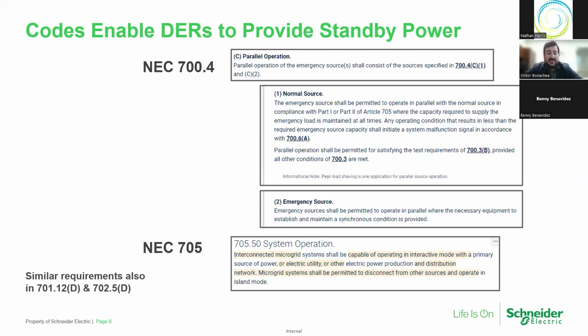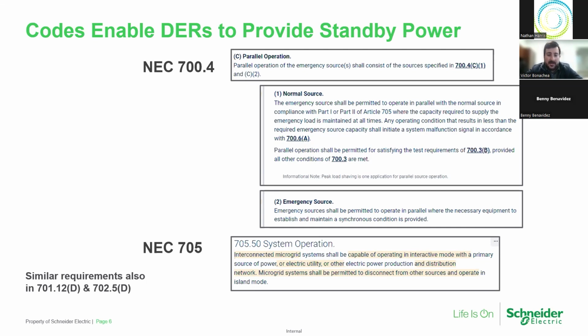Over here, we got very similar wording in other aspects of the code around allowing that. On the very top, you can see parallel operation of the emergency source shall be consistent with the sources specified in 704.c and 2, which we'll get to later. But then over here, normal source, again, the emergency source shall be permitted to operate in parallel, very similar to the wording we saw on the last page.